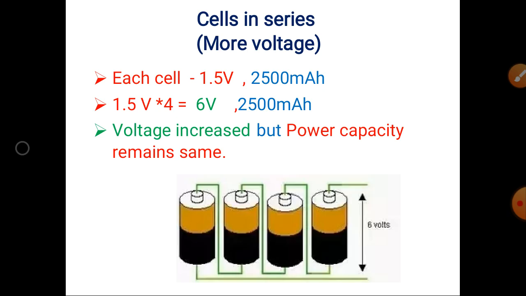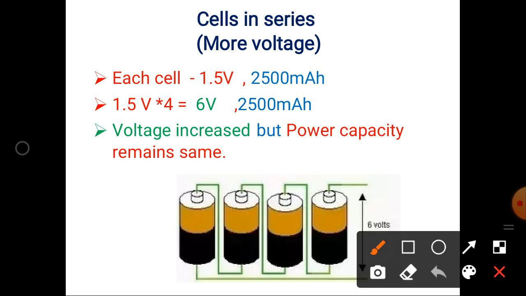It is used to convert chemical energy into electrical energy. Okay, so if the cells are connected in series, what is it called? Battery, right? So the battery means the cells are connected in series or parallel, according to the requirement, right?